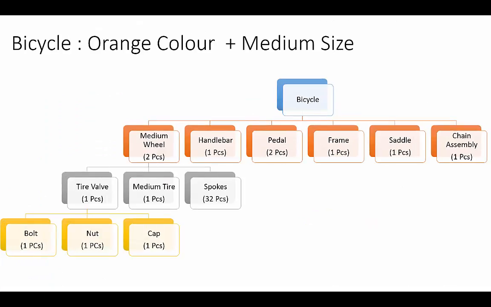In order to assemble the orange color and medium size bicycle, we need orange color frame and medium size wheel. Again, to assemble the medium size wheel, we need medium size tire. Similarly, we need to create as many BOMs as many product variant combinations exist. Using the configurable BOM, we can minimize the number of BOM versions we need to maintain, and user can select the required configuration as per customer requirement, or can create the new configuration on the fly during the order taking.